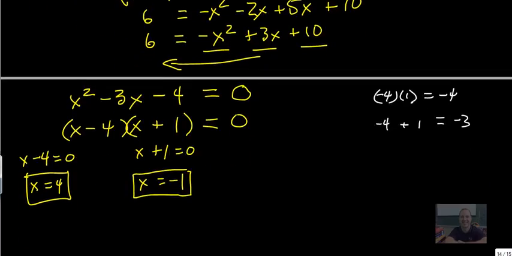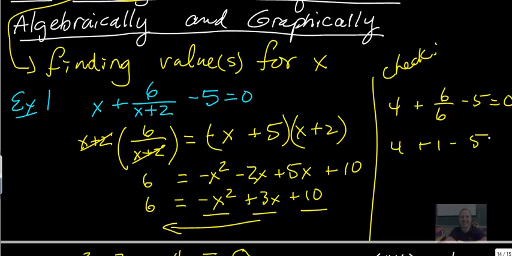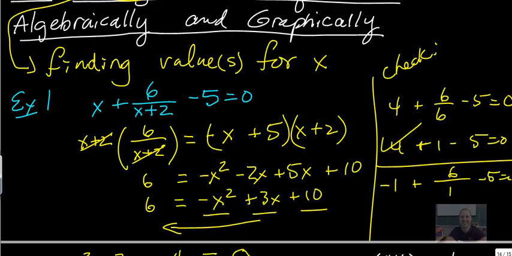So if we do a quick test with 4, okay, what do we have? Just do a little check over here. We have 4 plus 6 over 6, right, because that's 4 plus 2, minus 5 equals 0. Well, that's 4 plus 1 minus 5 equals 0. That is totally true. And the other one with a negative 1, negative 1 plus 6 over 1 minus 5 equals 0. It's negative 1 plus 6 minus 5 equals 0. And that's negative 6 plus 6. That's totally true.